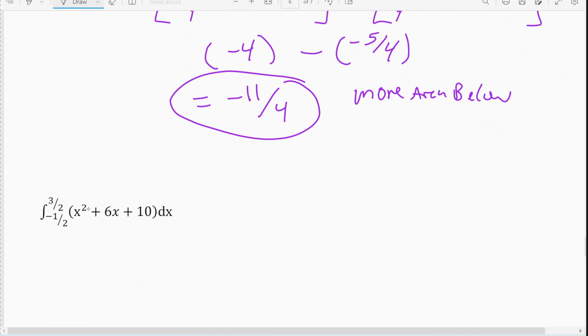Exactly 11/4 more area below. If I take area above minus area below, the difference is negative 11/4. Negative 2.75 if you did the decimal approximate.